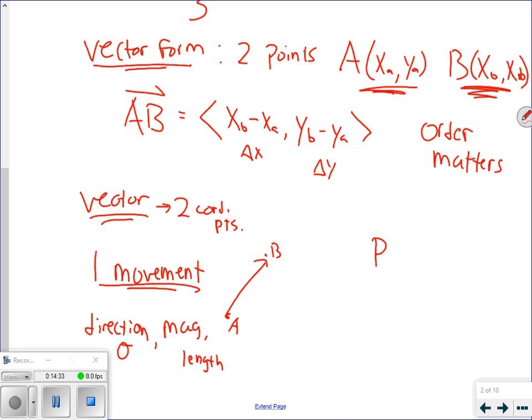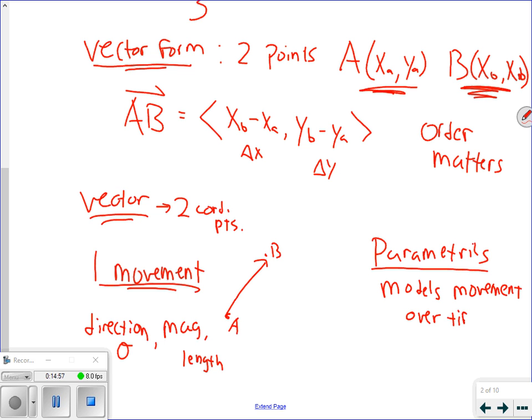Now, it's going to look similar to how a parametric works. You can even see it, we define it with x and y parts. But with parametrics, there's a parameter involved, and it models movement over time, over some parameter. Usually it's time. I've got a good visual later on that shows the difference between the two as well.